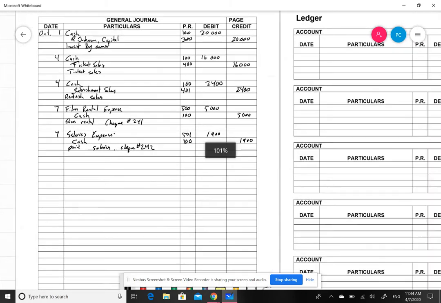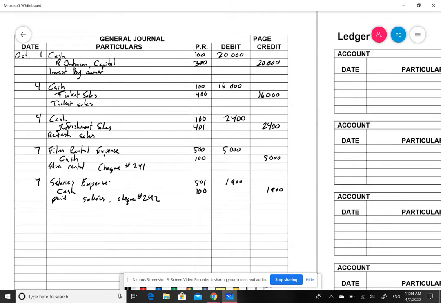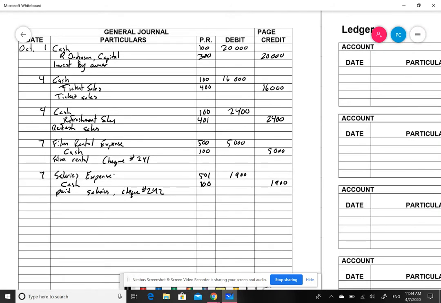Just keep getting closer. Okay, lovely writing, by the way. Thank you very much. So this was in October, and we had our cash accounts. Oh, of course I forgot.